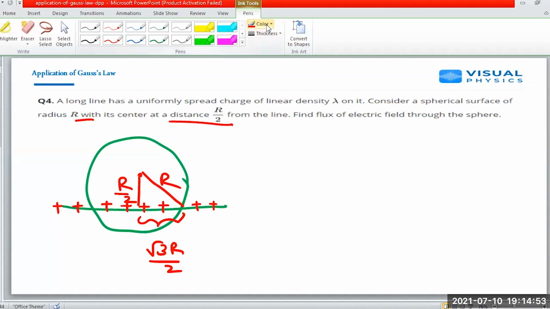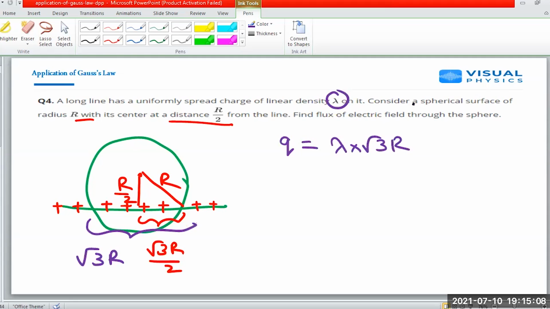So total length included will be 2 times of this. This is root 3 times of r. And because line charge density is given lambda, so charge inside the Gaussian surface will be lambda into root 3r. The rest you can apply Gauss theorem. Easy question.